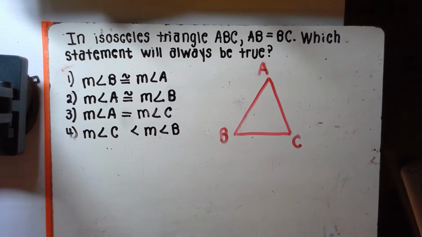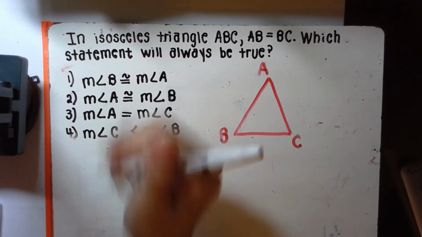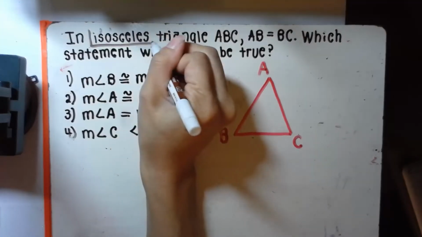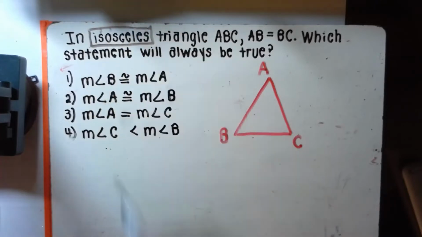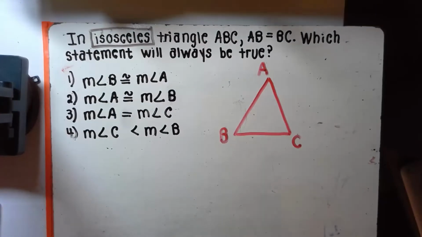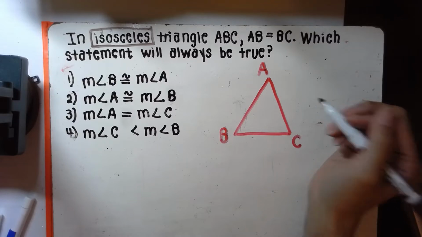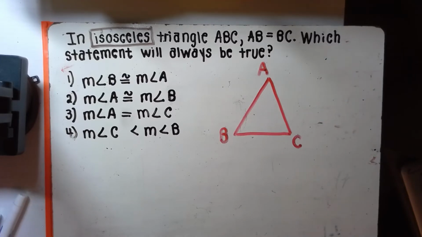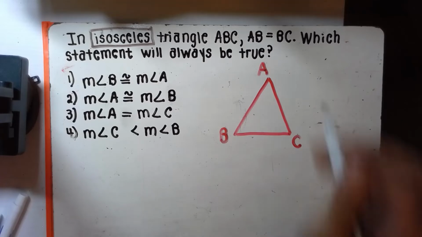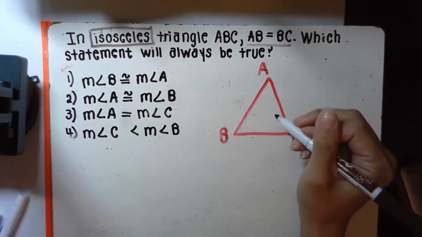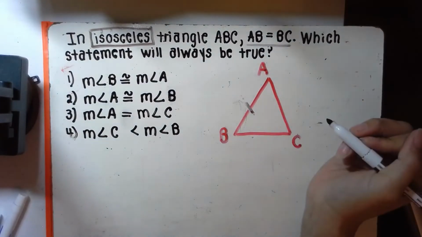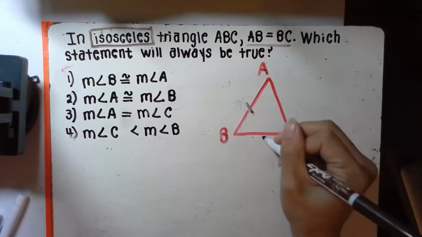We are given that this is an isosceles triangle. So we need to now remember what isosceles means. And in an isosceles triangle, we always have two congruent sides and two congruent angles. And they even told us here that segment AB is congruent to segment BC.